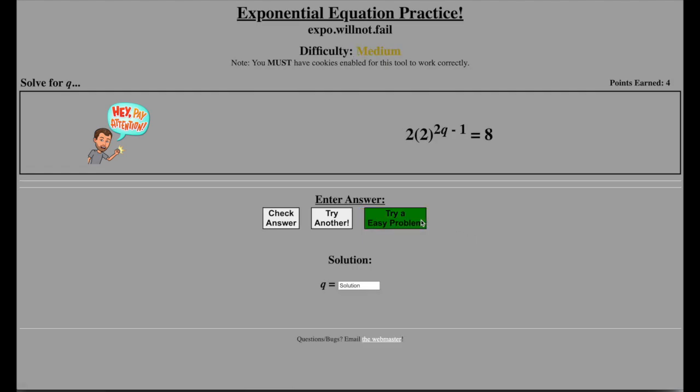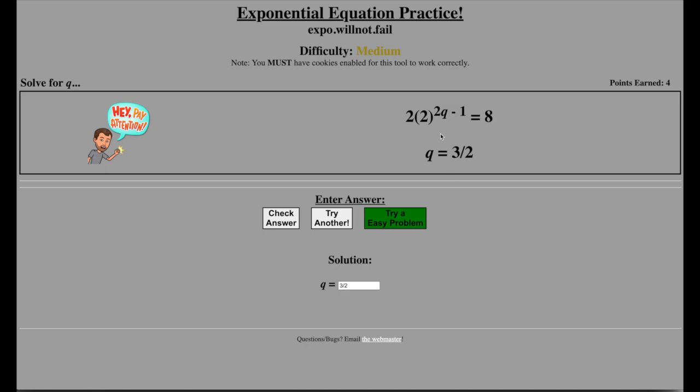Okay, you can see the medium problems are a little bit more difficult. So here, I need to first get the 2 to the 2q minus 1 alone. So I divide both sides by 2, and it's equal to 4. Now, I know that 4 is 2 squared, so 2 to the 2q minus 1 equals 2 squared. So 2q minus 1 equals 2. So 2q equals 3. So I believe what I want is 3 over 2. So I'm going to type 3 over 2.